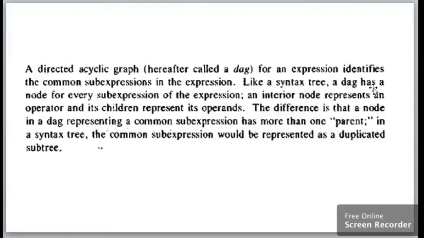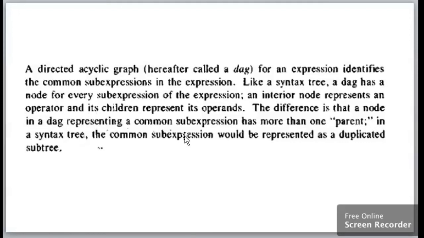Like a syntax tree, a DAG has a node for every sub-expression of the expression. An interior node represents an operator and its children represent its operands. The difference is that a node in a DAG representing a common sub-expression has more than one parent. That is the only difference between a DAG and a syntax tree. It's the same form as a syntax tree, and the construction itself is the same. The only difference is that the common sub-expressions have more than one parent.